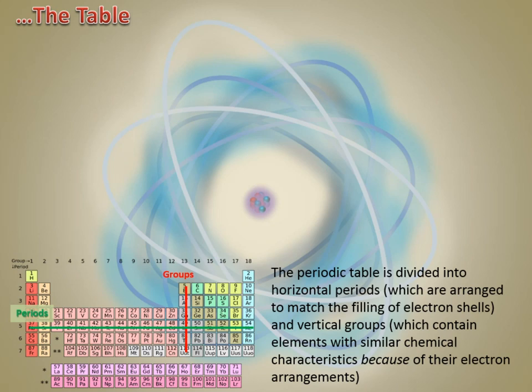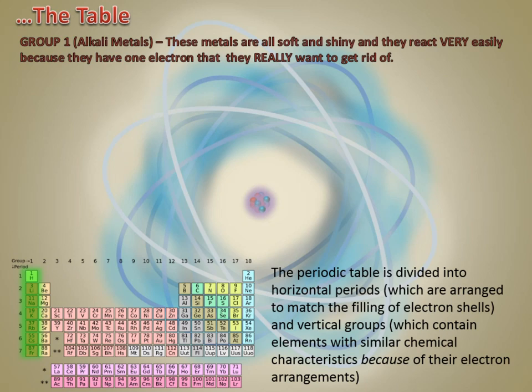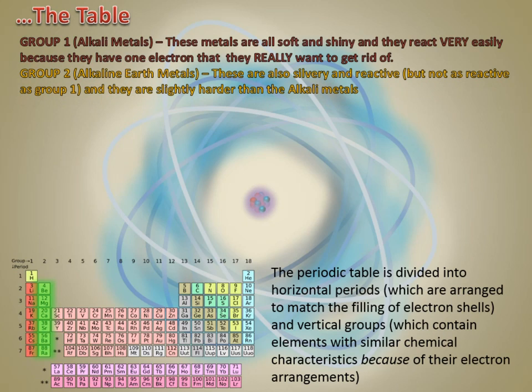So, on the far left, we have the alkali metals. They are all soft and shiny. They react very easily because they have one spare electron that they really want to get rid of. In particular, they react very well with water. These are metals which burst into flame and explode when you put them in water. Slightly less exciting are the alkaline earth metals. They are again silvery and quite reactive, although not as reactive as group 1. They're also slightly harder than the alkali metals.